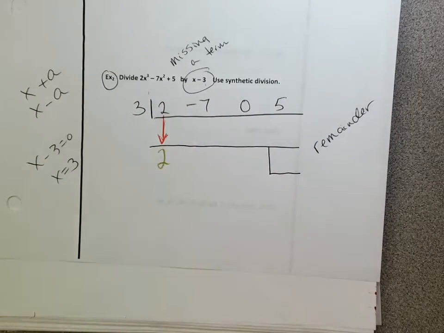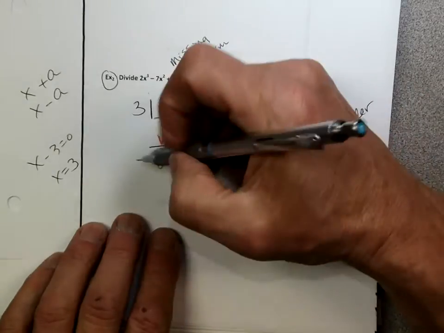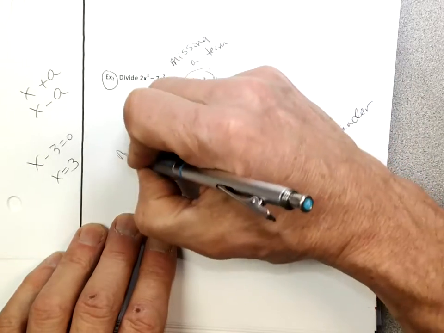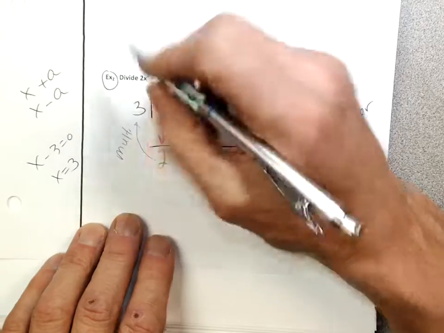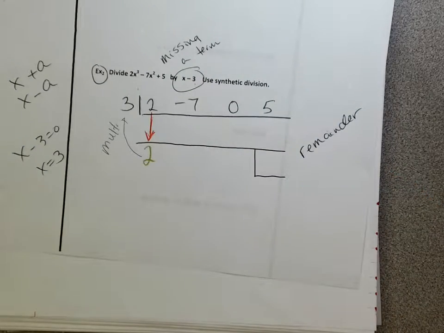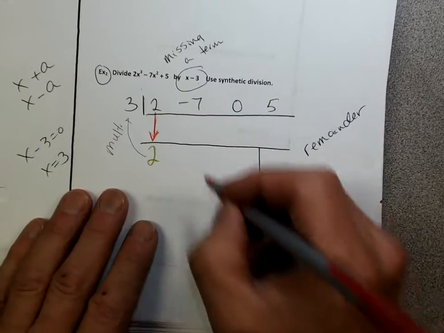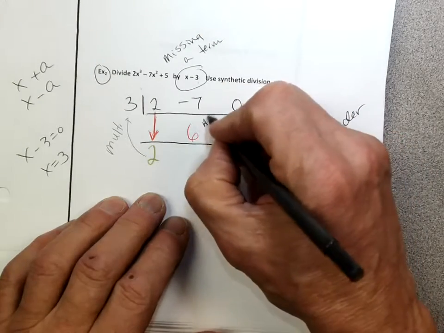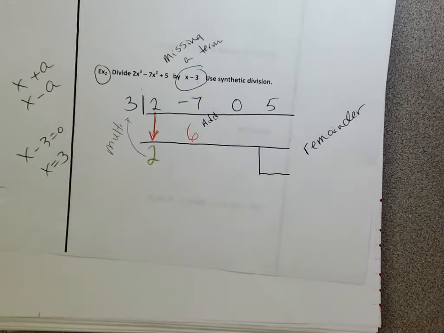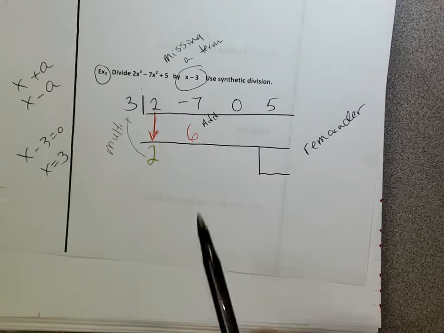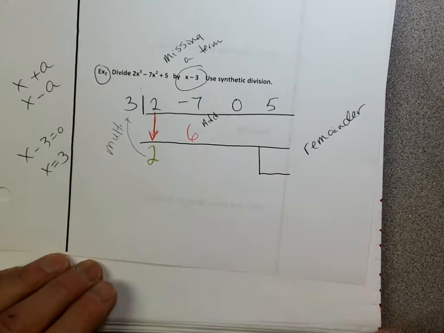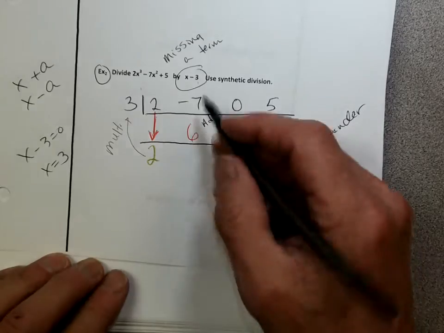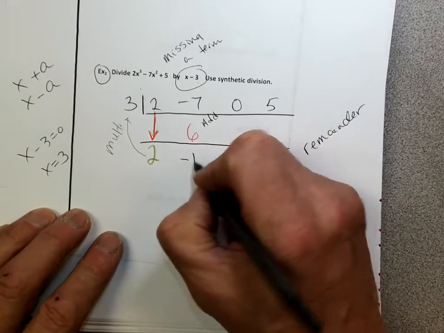Now, multiply. We're going to multiply 2 times 3 is going to be a 6, right? And then add. I know in division we subtract, but in this case we add because we changed its sign, so in a sense we are subtracting. Hopefully that makes a little bit of sense. Since I changed its sign, we really are subtracting, but we're adding its opposite, which is subtraction, okay? So add, I get a negative 1, right?